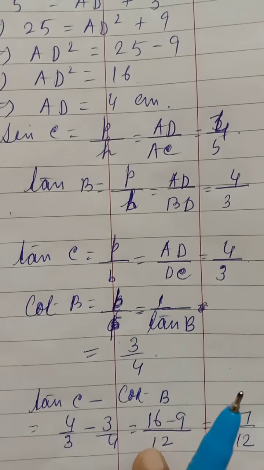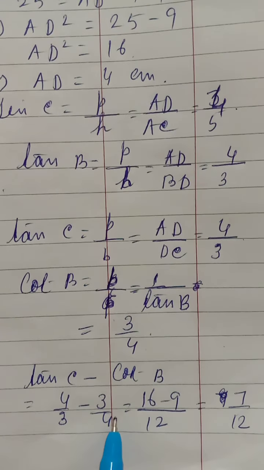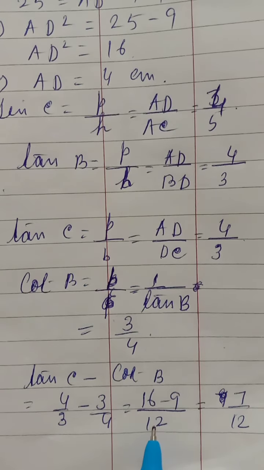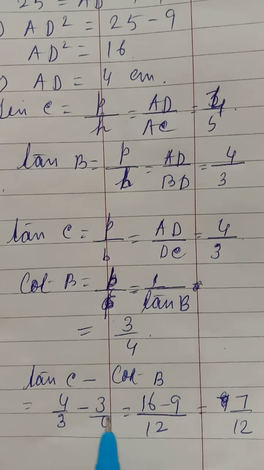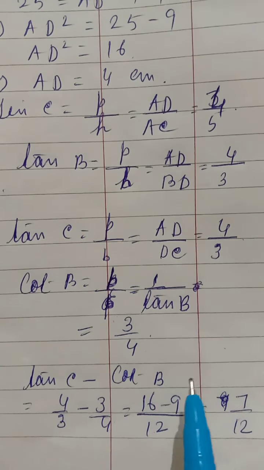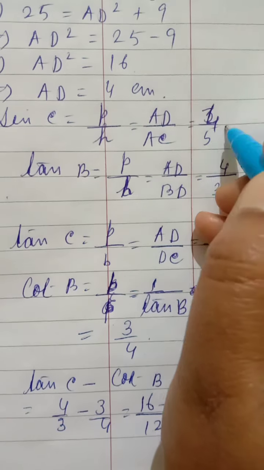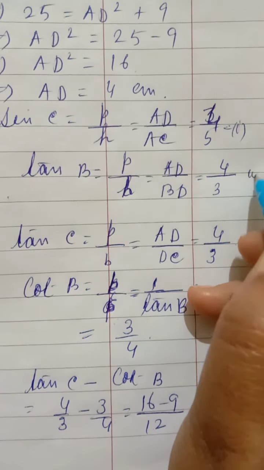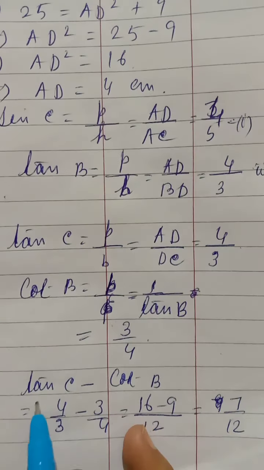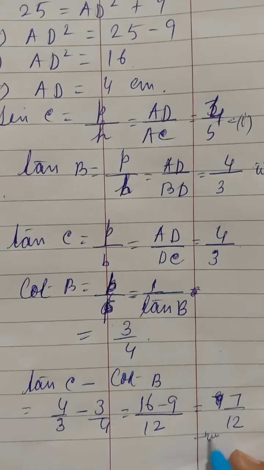Now tan C minus cot B. So it's 4 by 3 minus 3 by 4. So take the LCM, it's 12. Now 4 4s are 16 minus 9. So it's 7 by 12. So we have all the 3 required answers, that is sin C, 4 by 5. This was number 1. Then tan B, it was number 2. And finally tan C minus cot B, this was number 3.